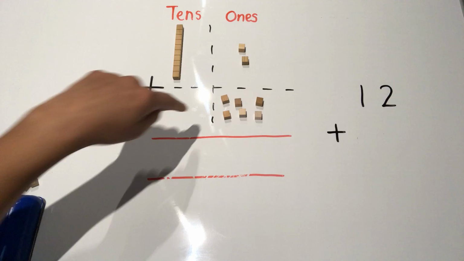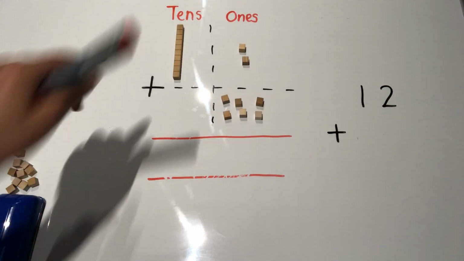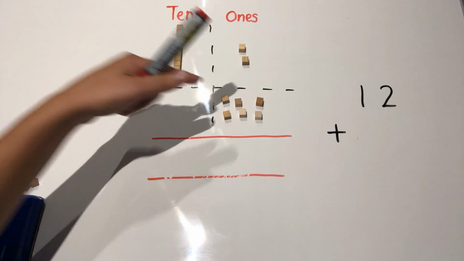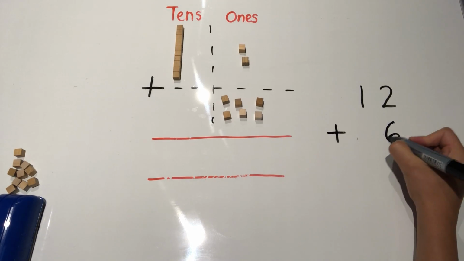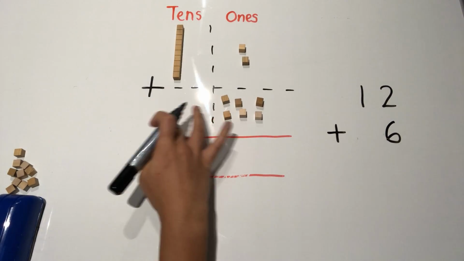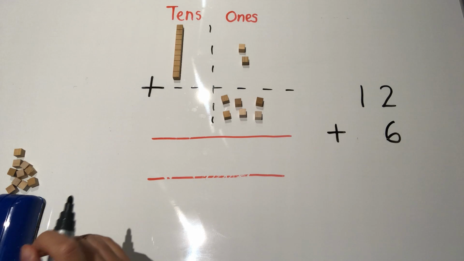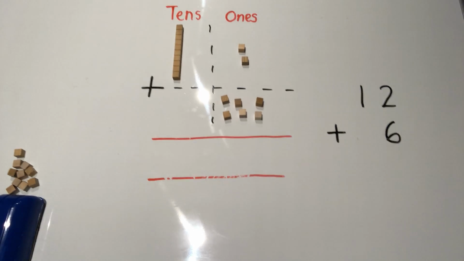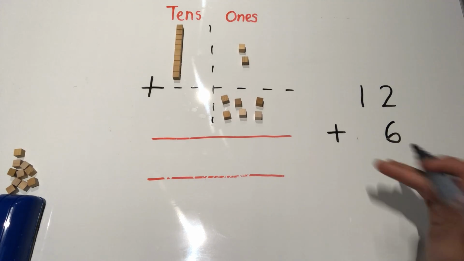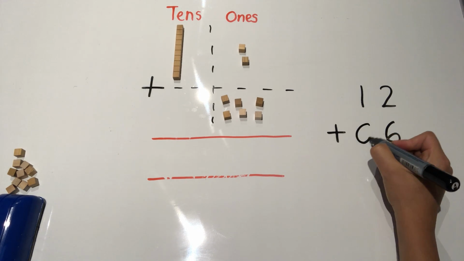And our second number is 6. We can see we've got 6 ones. So we need to make sure our ones are lined up and our tens are lined up. So we can see our second number is only a 1-digit number. So there's going to be nothing in the tens place. So if you'd like, you can put a 0.